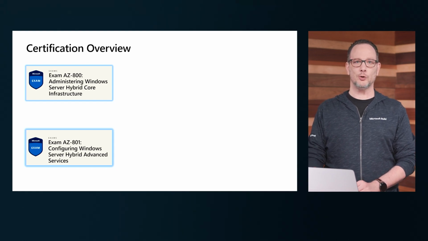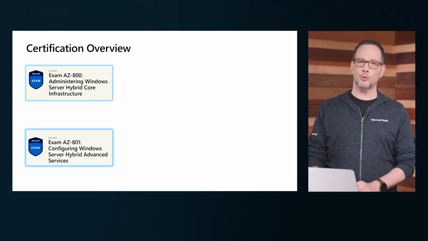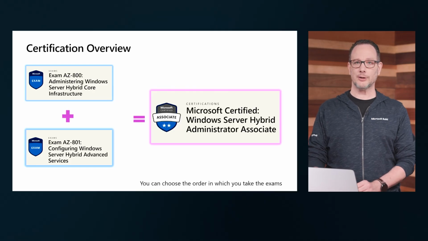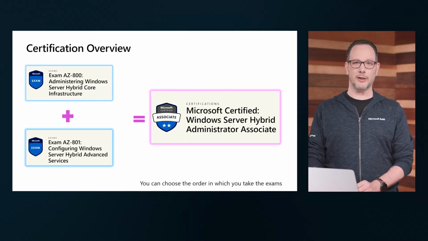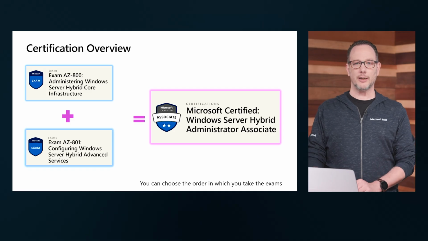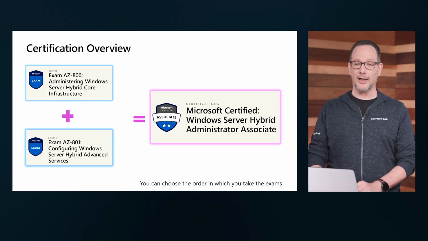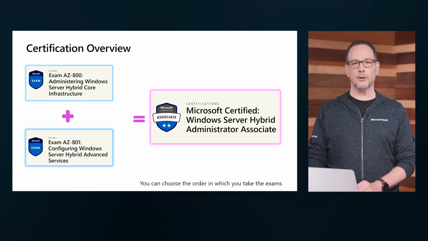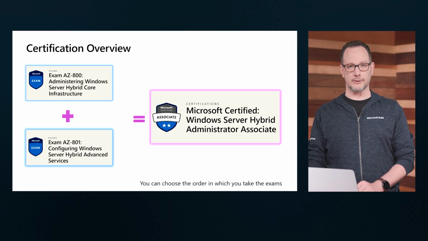Now, ultimately, you take one exam, you take the second one, and you got the credential for passing that exam. But if you combine those two, you actually get an associate level certification credential, and that's going to give you the title Windows Server Hybrid Administrator Associate. And as you can see, there's a little side note here where you can actually choose the order in which you're going to take the exams.